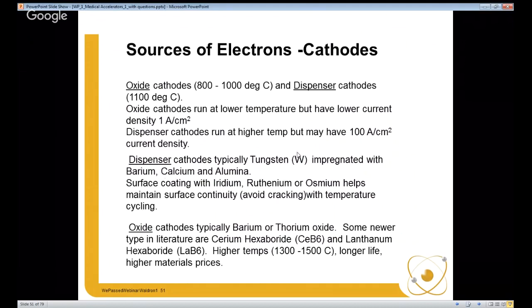Usually we're talking about structures made of tungsten, barium, calcium, aluminum, and frequently these are coated with iridium, ruthenium, or osmium. This coating helps keep the surface from cracking. You know, they're cycling through very high and low temperatures as we turn the machines on and off, and this keeps these from cracking and flaking. Oxide cathodes, strictly speaking, are usually barium or thorium oxide. Newer ones are made of these exotic cerium hexaboride and lanthanum hexaboride. They operate at much higher temperatures, longer life, higher materials prices. For our medical Linacs, we're here in the tungsten and oxide and dispenser range of cathodes.